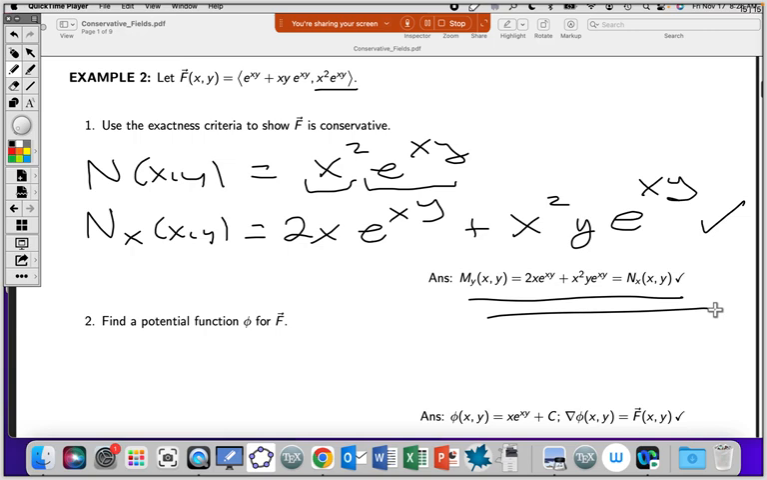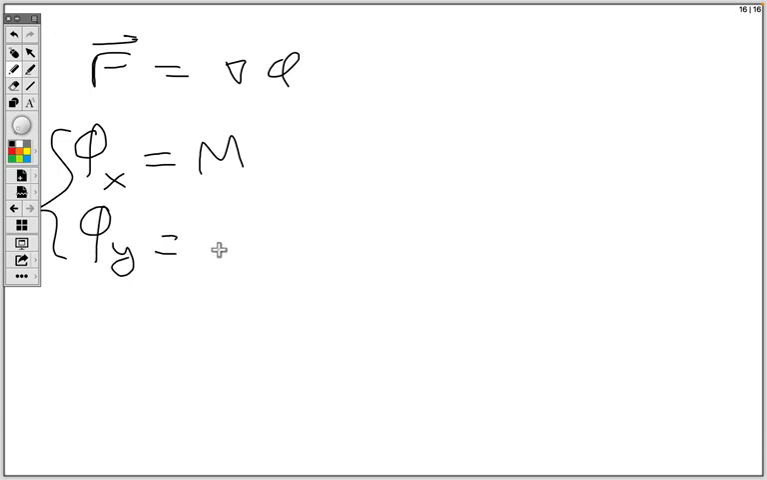So if the field is conservative, then that means there is some scalar function phi. So the field is the gradient of phi. And so now the question is, find the potential function phi. And there are a couple different ways to do this. Both ways start off with, all right, f is the gradient of phi. So we equate components. The partial derivative of phi with respect to x would be M. And the partial derivative of phi with respect to y would be N.